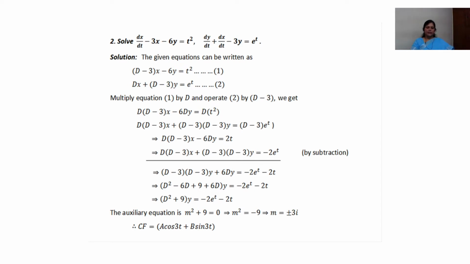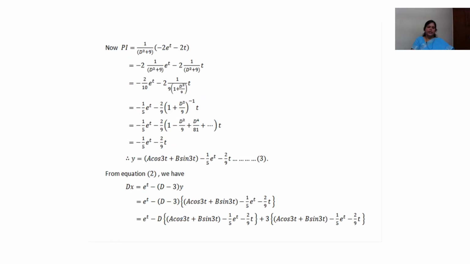After finding the complementary function, as usual we go for the particular integral for this equation. The particular integral PI is equal to 1 by (D square plus 9) into minus 2 into e to the power t minus 2t. Here we have two terms, so we take them separately, applying 1 by f of D to both terms. We get minus 2 into 1 over (D square plus 9) into e to the power t, minus 2 into 1 over (D square plus 9) into t.